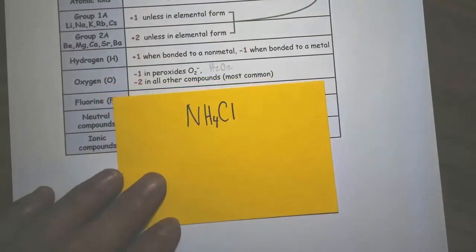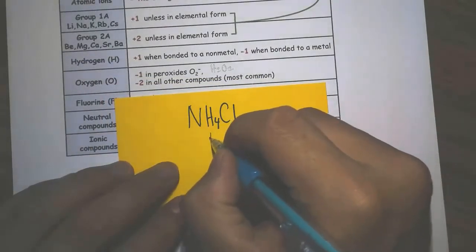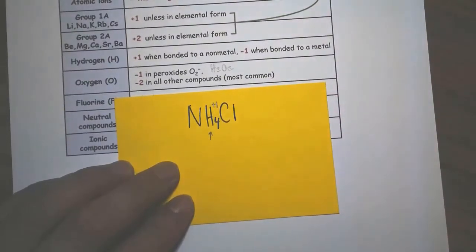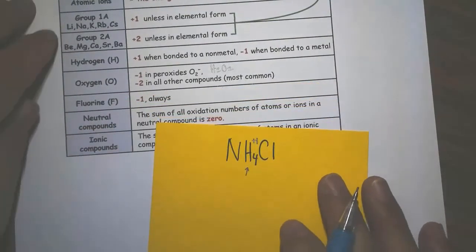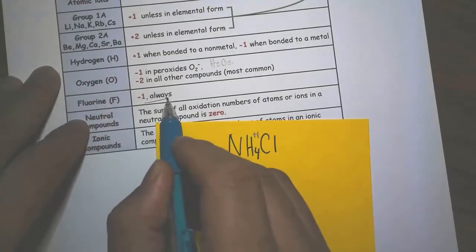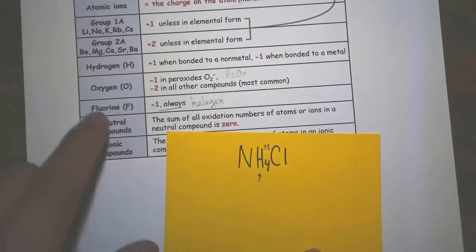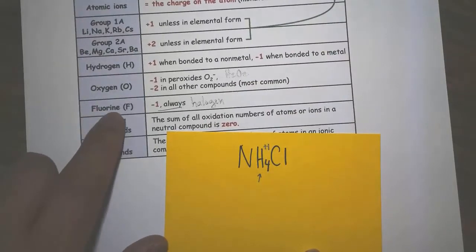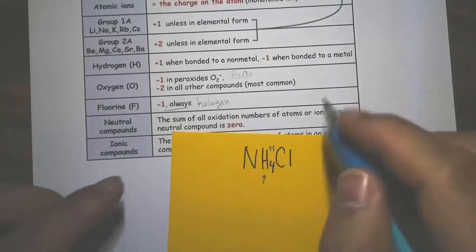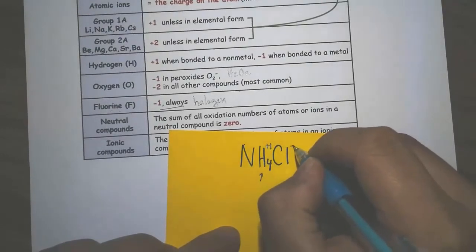Here I have a more complicated problem. I have nitrogen, hydrogen, and chlorine. I know that hydrogen, when bound with a non-metal, has a +1. For chlorine, we don't have a specific rule, but here's a common one. Notice how for fluorine, the rule is always -1. This also applies to the halogens as well. Chlorine is a halogen, but this rule specifically talks about fluorine. That is because fluorine always has -1, but most of the halogens, most of the time, follow this rule as well. So chlorine is -1.